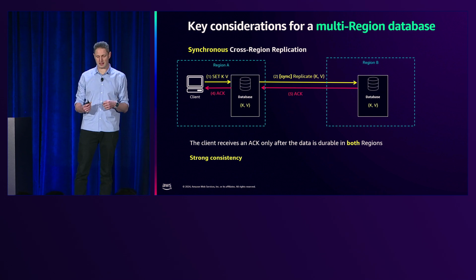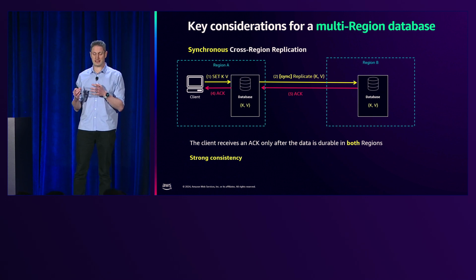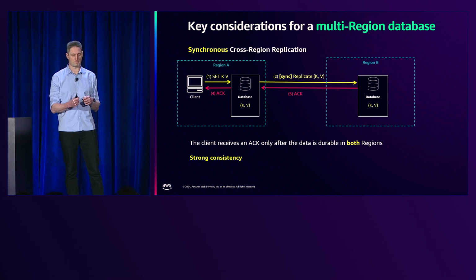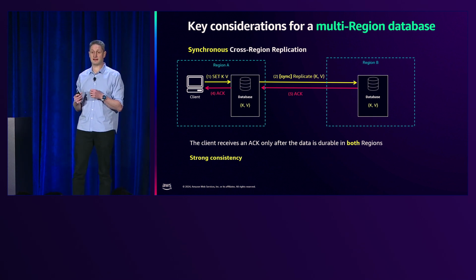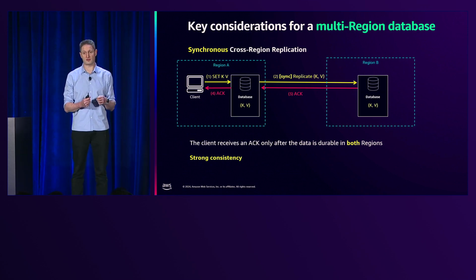And the key idea here is that there's more than one way to do this, and there are algorithms like two-phase commits and others. But the key idea here is that the client will receive an ACK only after the data is durable in both regions. And this is where you get strong consistency, because you know that you get the ACK after the data is durable and consistent in both regions.